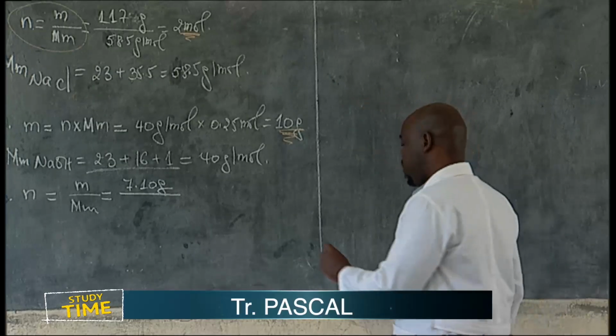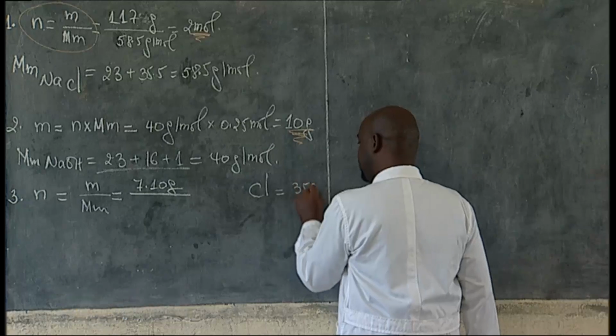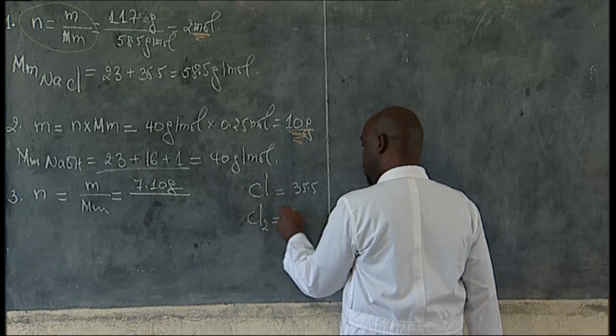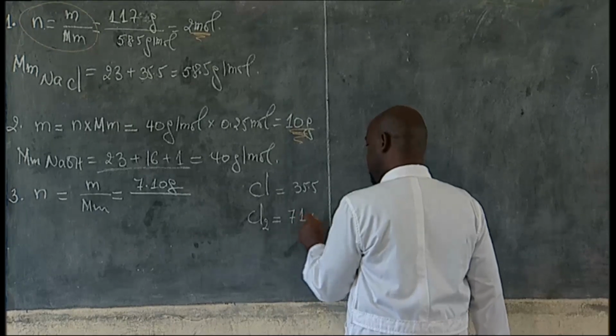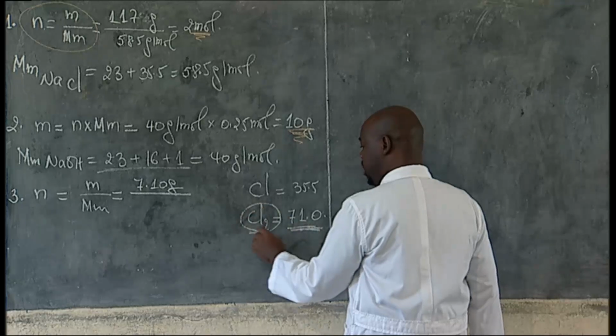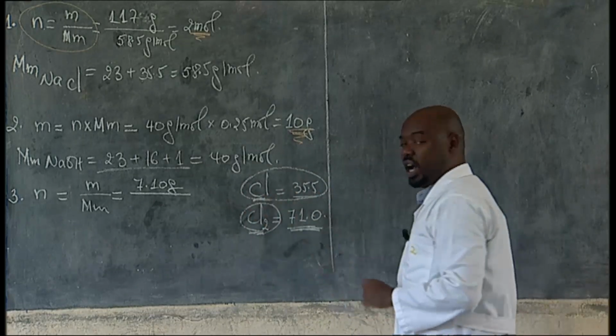Here you have to be very careful. When we say chlorine atoms, it's 35.5. And this should not be confused with 71.0. We have 71 because it is a molecule. And here we have 35 because it is an atom.